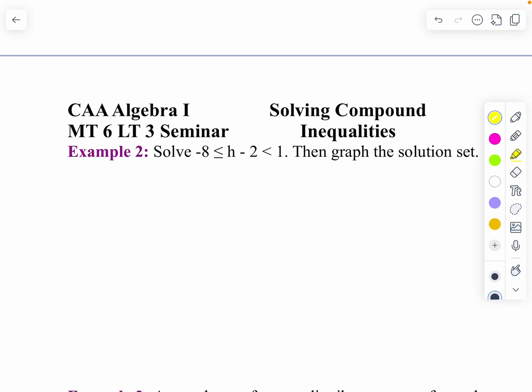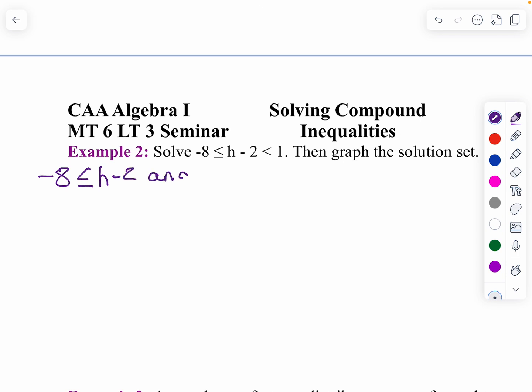We're going to show you two ways to solve this compound inequality, and you can choose whichever way you like. The first way is we're going to write two inequalities. So I'm going to start with my first: negative 8 is less than or equal to h minus 2. Once I get to the second inequality, I stop.